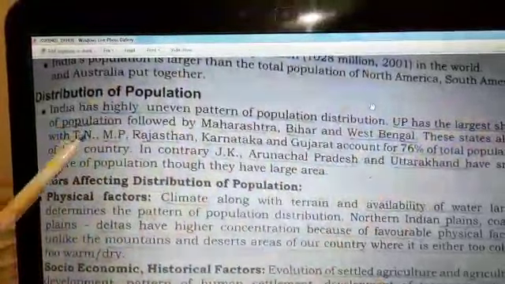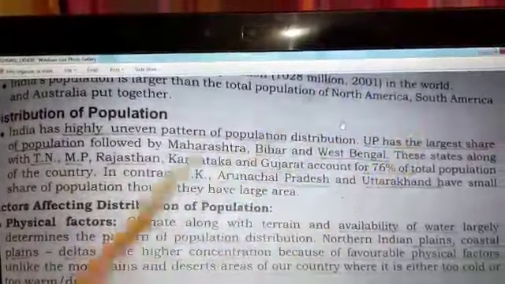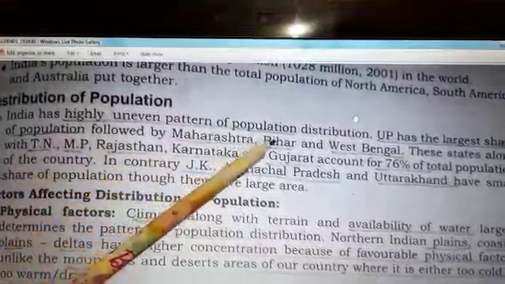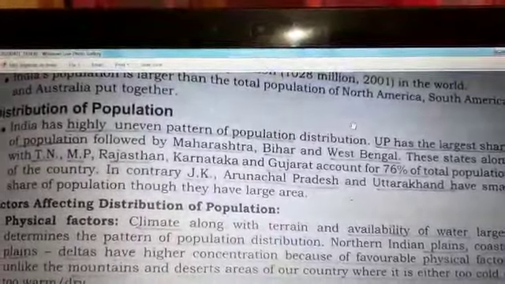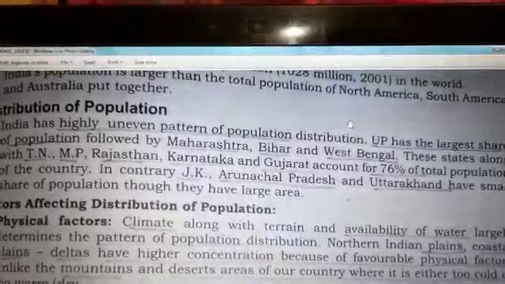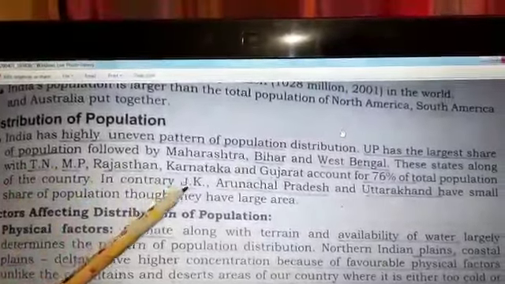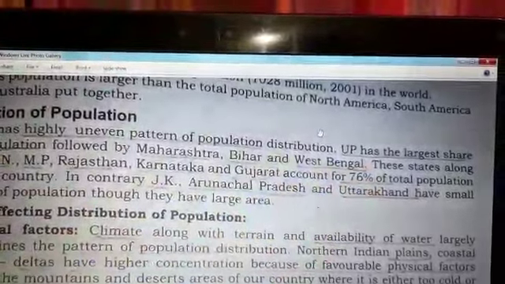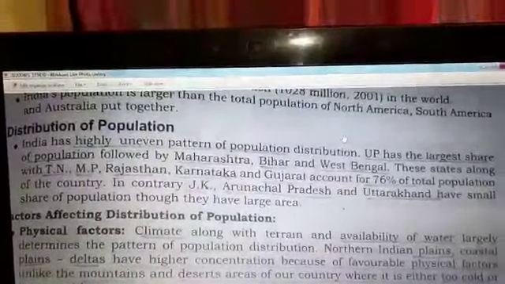UP has the largest share of population, followed by Maharashtra, Bihar, West Bengal, and these states along with Tamil Nadu, Madhya Pradesh, Rajasthan, Karnataka and Gujarat account for 76% of the total population of the country, right? So we can say these states are quite dense and populous states. On the other side, in contrast, we have Jammu and Kashmir, Arunachal Pradesh, Uttarakhand. These states have a small population. They have a large area, but the population is quite less.